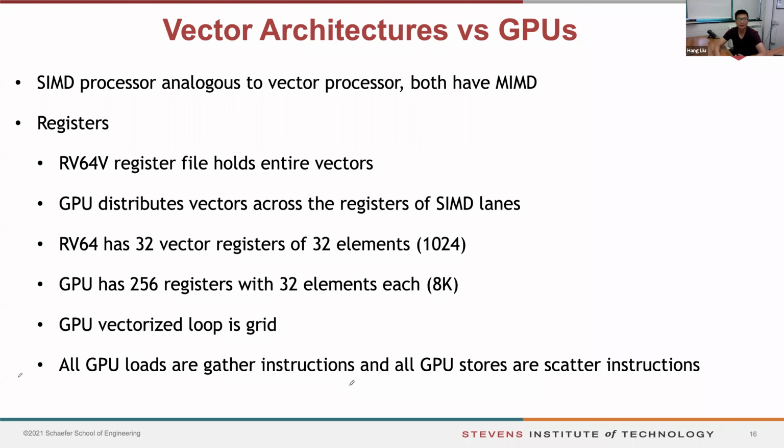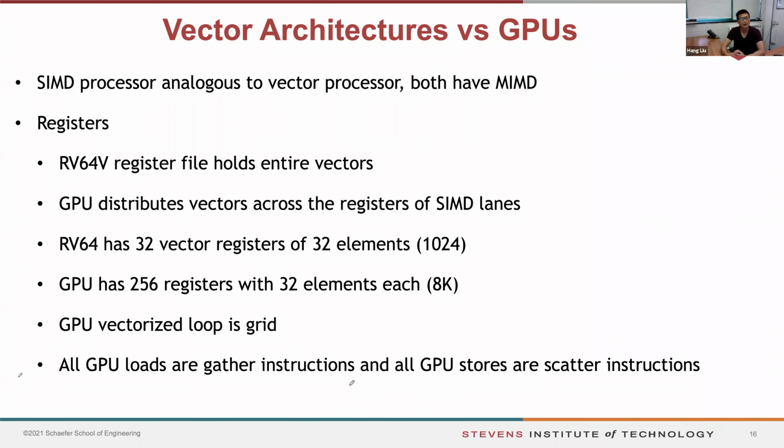The comparison between the vectorized architecture versus GPU is that both of them are SIMD processors. Registers: for vectorized architectures, registers hold the entire vector, while the GPU distributes vectors across the threads or SIMD lanes.